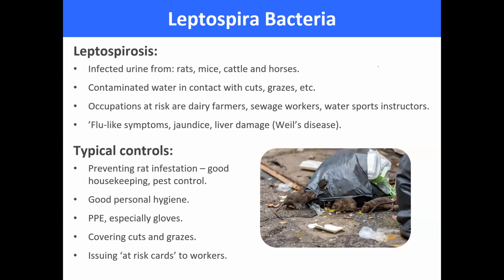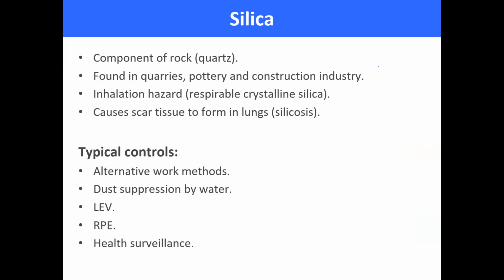The people most at risk are dairy farmers, sewage workers, and water sports instructors. It causes flu-like symptoms, jaundice, etc. You don't need to remember these. The typical controls are the same: prevent rat infestation, make sure you have a good pest control system, proper hygiene, washing hands, PPE, covering cuts, etc.